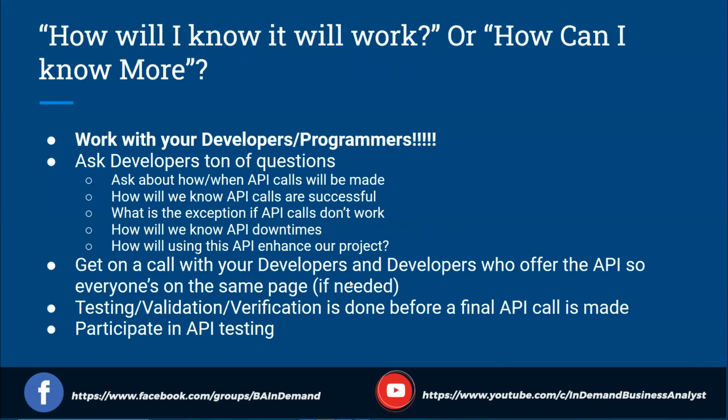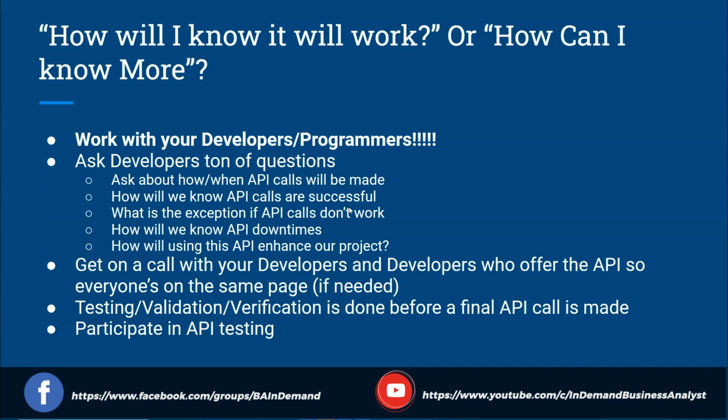I get lots of questions around APIs, like, how will I know that it will work? How can I know more? My first thing, and I tried to put this in bold, is to work with your developers or programmers who are working on the project. As a business analyst, Scrum Master, or product owner, your developers are your best advocates and your best friends if you want to be successful. So rely on them and make sure you understand. If you have any questions, they're there to help clarify. Now, don't talk to them every day or they'll start to ignore you, but make sure you have meaningful questions for them.